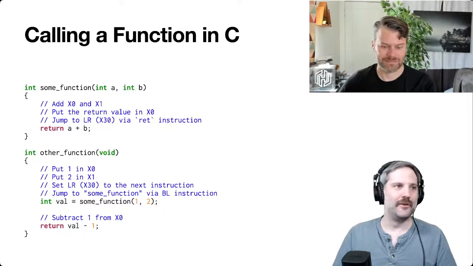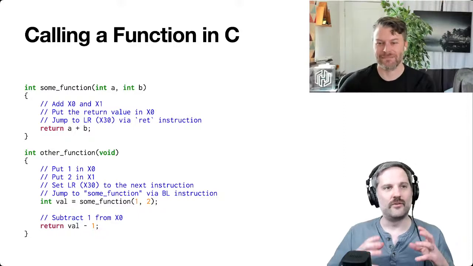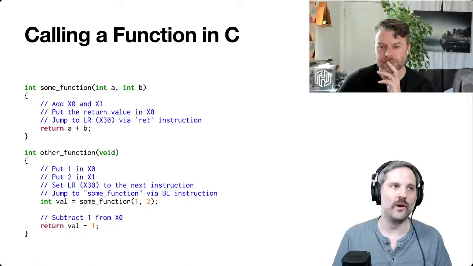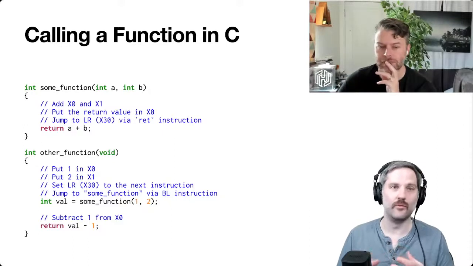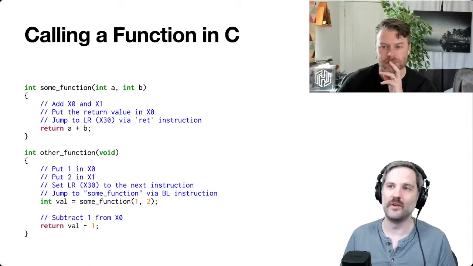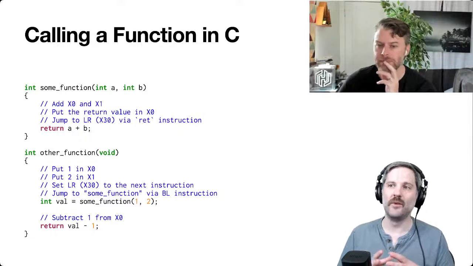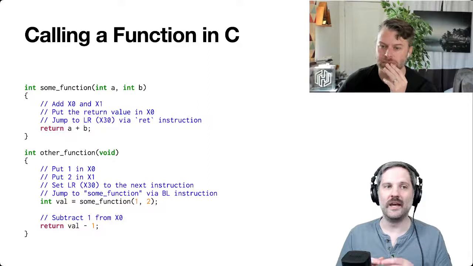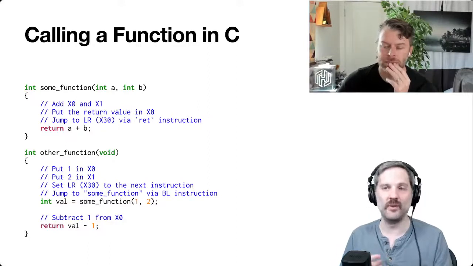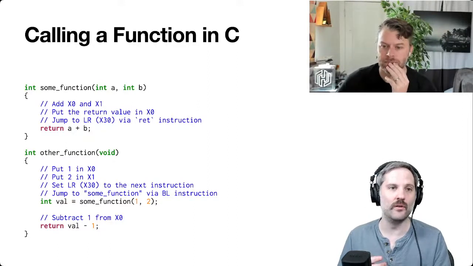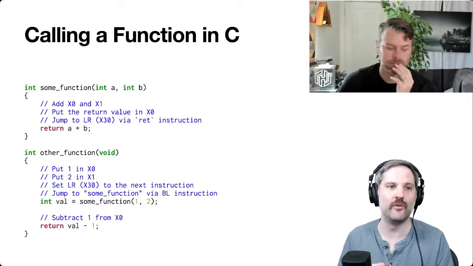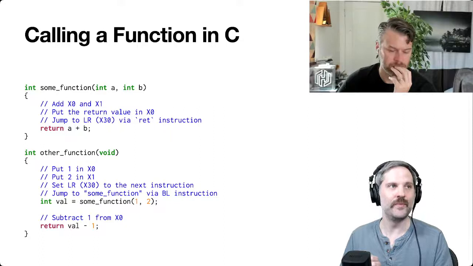So I took that C code and annotated it with what registers the values would be in. If you look at some function, the A value would be in the X0 register, and B would be in the X1 register. Allison is asking, does ARM64 also have a stack? Yes, it does.